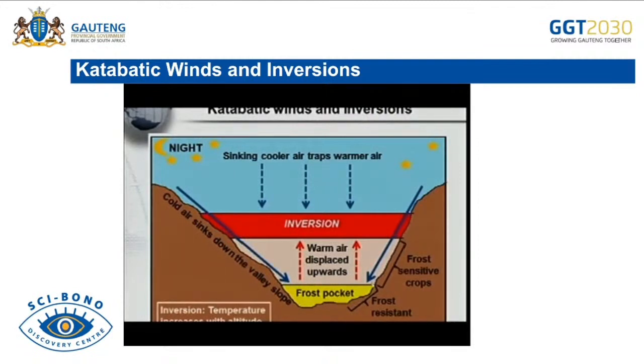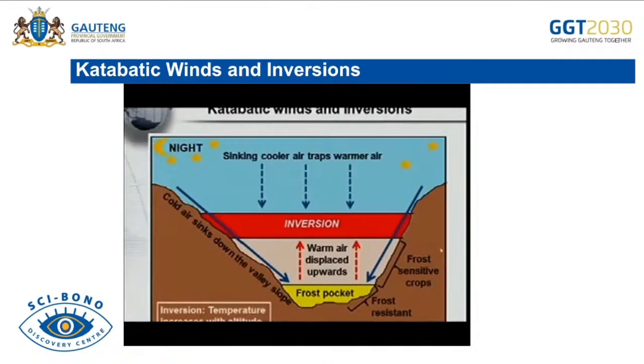Very, very important that you see that. Now, as it sinks down the valley slope, the warm air is being displaced upwards. This means that here was warm air and here was cold air, but the cold air forced the warm air out. Now the warm air is on top and the cold air is at the bottom. But you say, hang on, isn't it that the higher I go, the colder it gets? You're right, but we are dealing here with inversions.